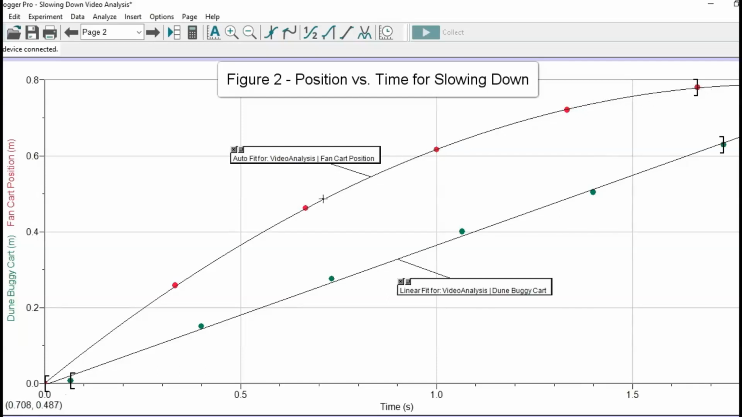Now this curve, notice, this curve goes from steeper to flatter. That's different than our speeding up curve, which went from flatter to steeper. And so when you have a curve that goes from steeper to flatter, remember the steepness is an indication of the speed.